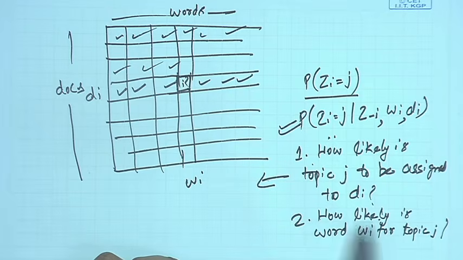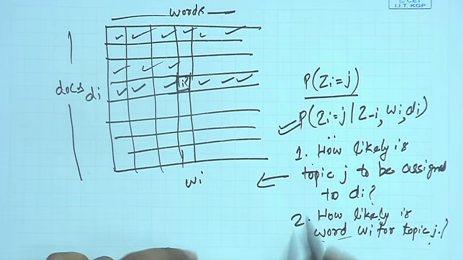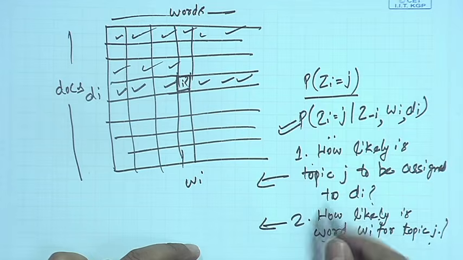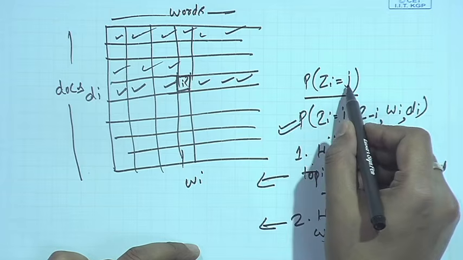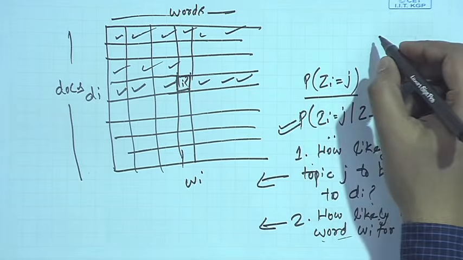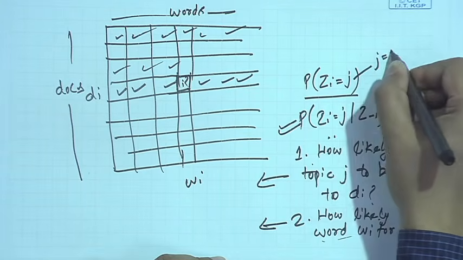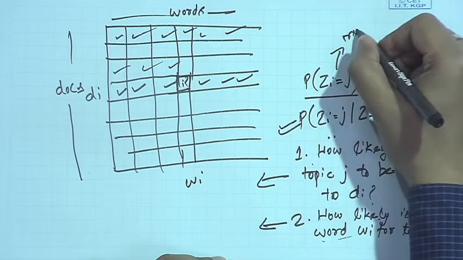Now how do we compute the other one? How likely is word w_i for topic j? I will again look in topic j at what the different words are and how many times word w_i comes in this topic j, and I can use this to compute this probability. Then I can multiply these two to find out the probability of topic j being assigned to this word token i, and I will do this for all topics j equal to 1 to k. So this will give me a multinomial distribution.